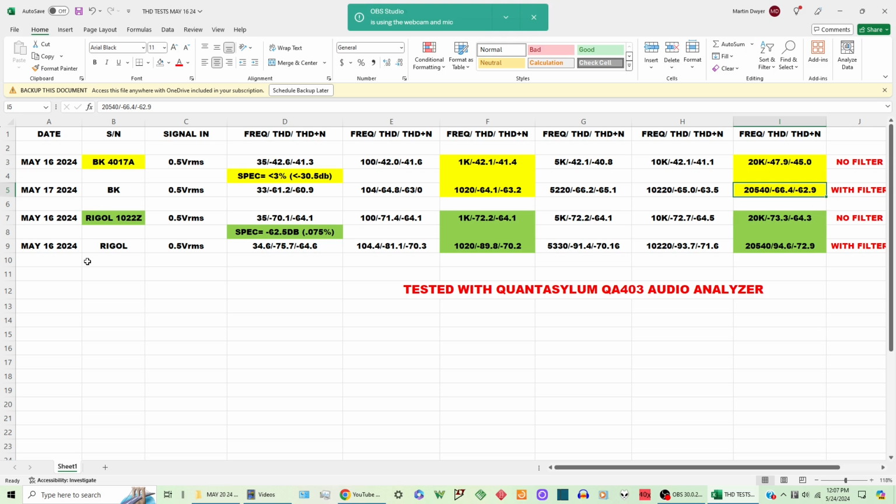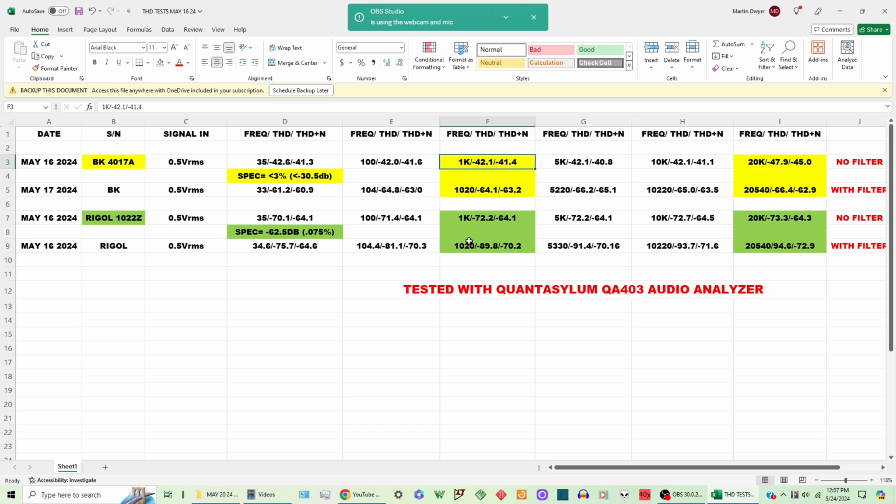There's a spreadsheet we made up showing the results using the filter and not using the filter with two generators. First generator we tested is a BK Precision 4017A. This guy's been around the track. I bought it new in 2004, so it's 20 years old. All these tests are conducted with a signal into the filter of half a volt. In other words, the output of both generators is a half a volt into the filter. Now, it doesn't give a specification for the BK Precision as far as total harmonic distortion goes. All they say is distortion, and the spec for distortion is less than 3%.